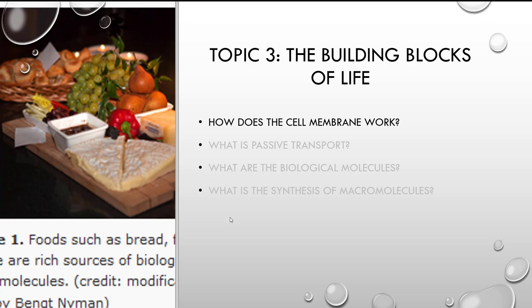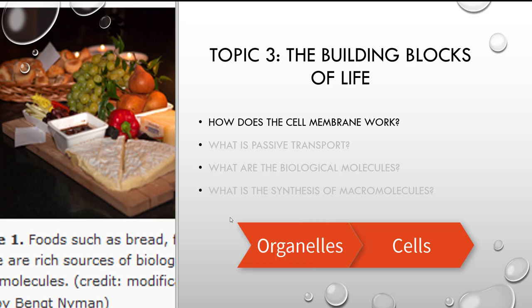In topic 3, we're going to basically go backwards. We've already talked about the components of cells: what makes a cell, the properties of life, as well as the different organelles. Now we're going to look at what makes up a cell. We're going to be looking at the macromolecules.